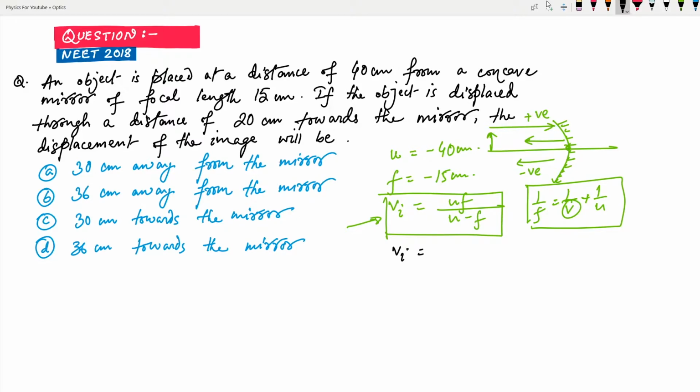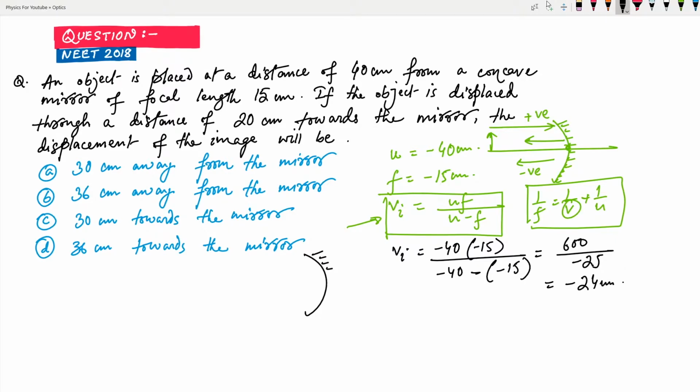So v initial will be u, which is minus 40 cm, multiplied by minus 15 cm, divided by u, again minus 40, minus of minus 15 cm, because f is minus 15 cm. Just solve it. 40 into 15 will give us 600. Minus minus will become plus, and minus 40 plus 15 will give us minus 25. So if we solve this, we will get minus 24 cm. Therefore, if this is the concave mirror, then the first image will be somewhere here at a distance of minus 24 cm.